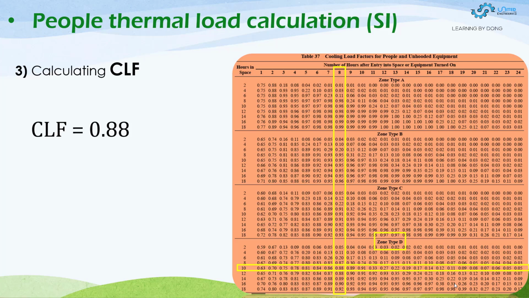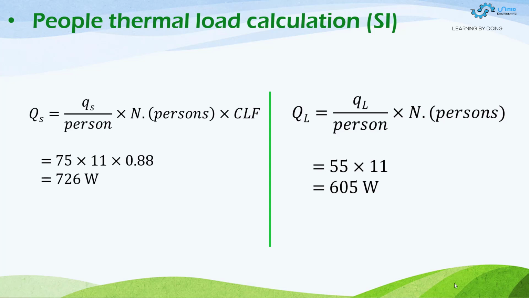Alright. Now we are ready to get the total value of the sensible and the latent loads of the people. Q sensible is the sensible heat per person of 75 watt times 11 persons times a cooling load factor of 0.88, which gives us a total sensible load of the people of 726 watt. And for the latent load, it's the latent load per person of 55 watt times 11 persons, which gives us a total latent load of 605 watt.